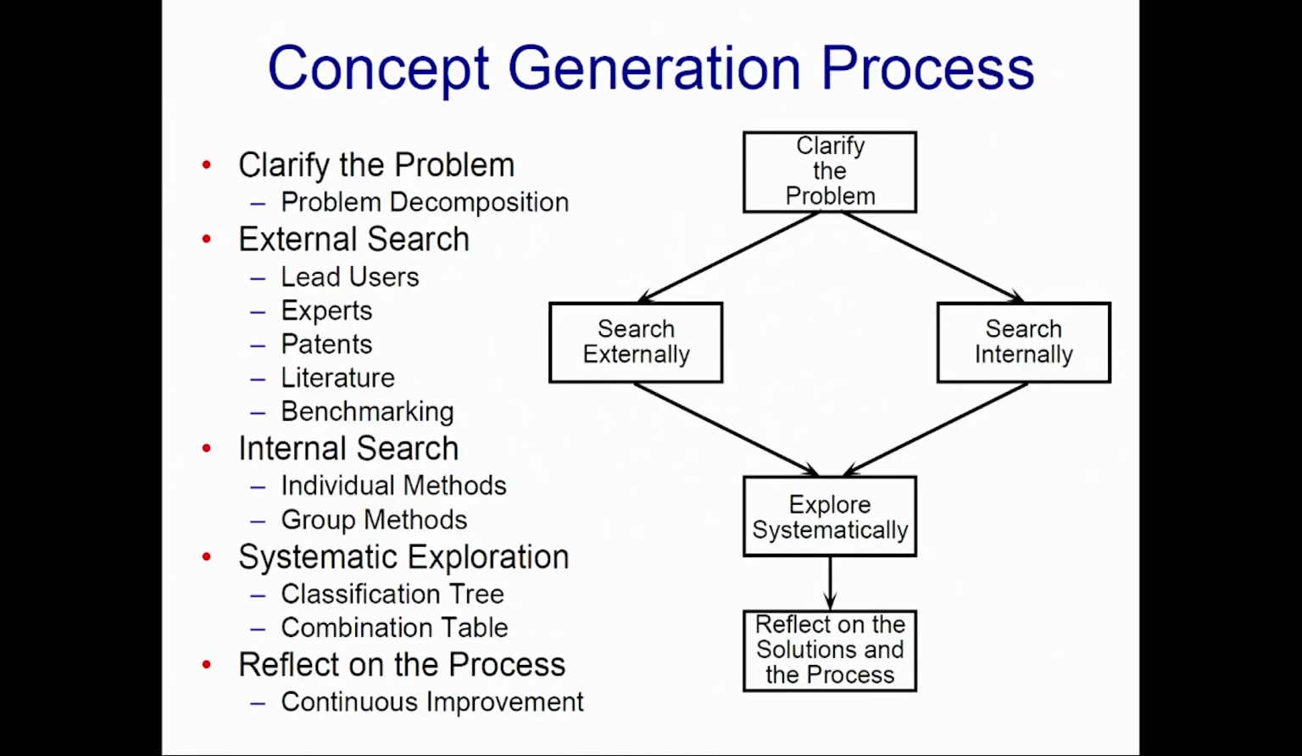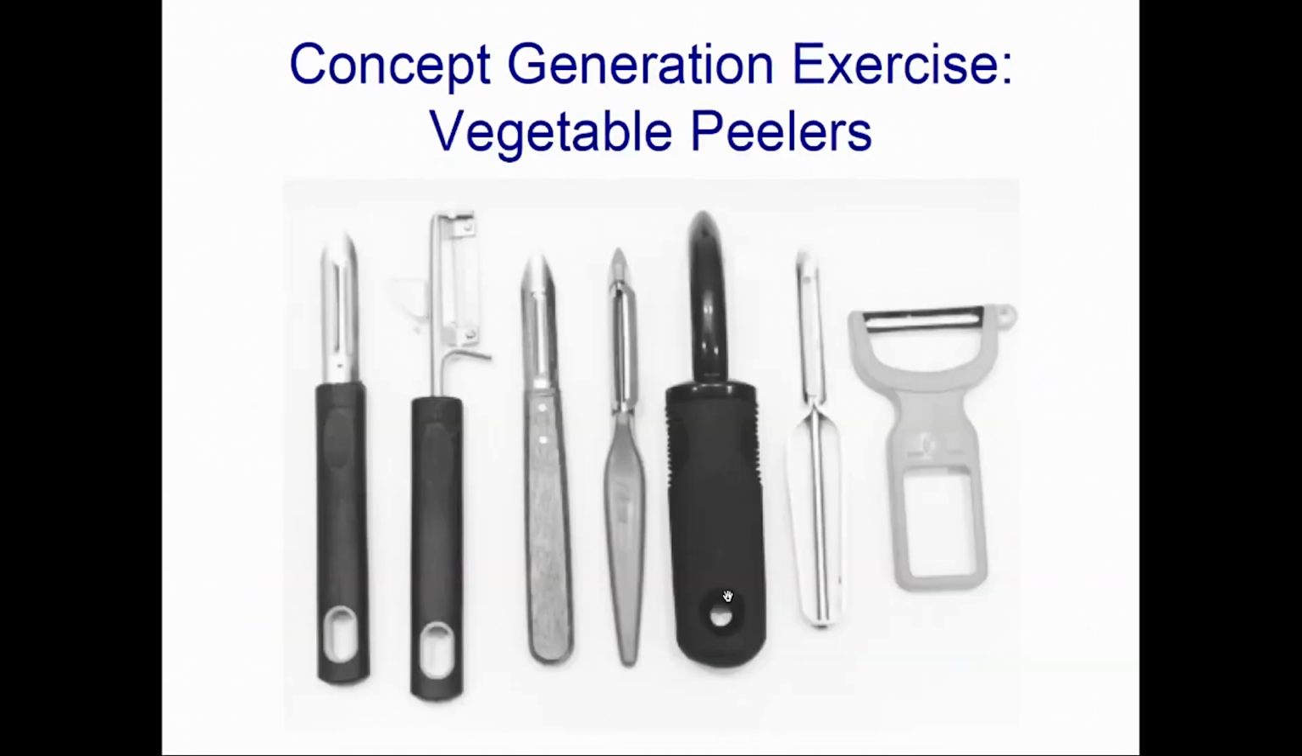So, if you see here we have so many of these things, saying you make an external search: lead users, experts, patents, literature, benchmarking; internal, group method, systematic. Then clarify the problem, internally expose, because this is not about design as such. I will skip all these things. You see, slowly things are getting interesting.